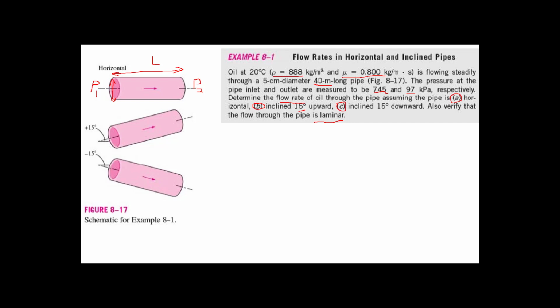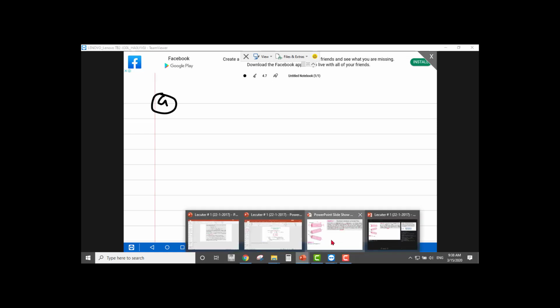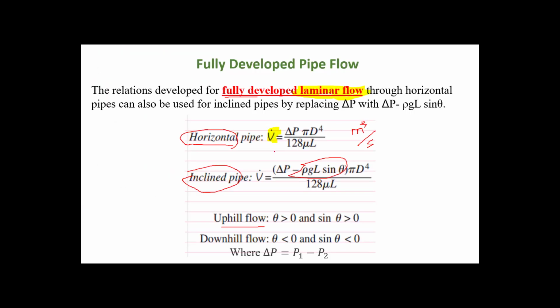So وكأنه السؤال بيحكي لي we'll assume that the flow is laminar, and at the end we'll check whether the flow is laminar or not. Okay, very good. So let's move to the solution. I'll start directly with the first part. So in the question, or our slide, so here is the equation.